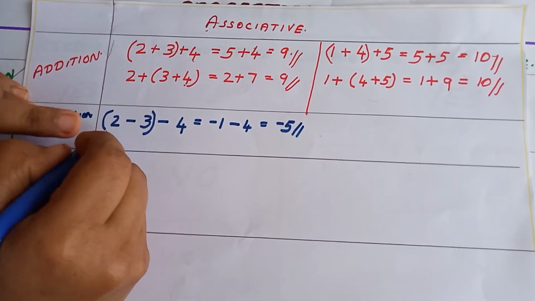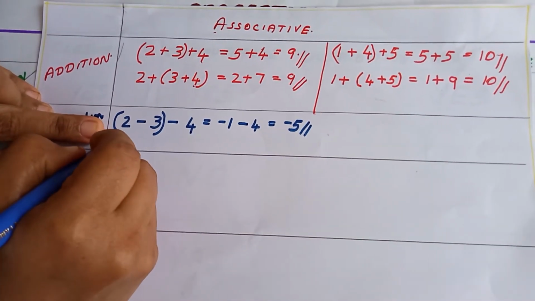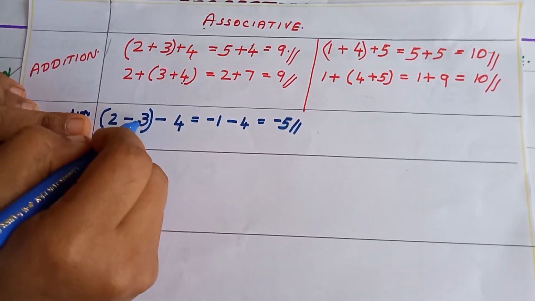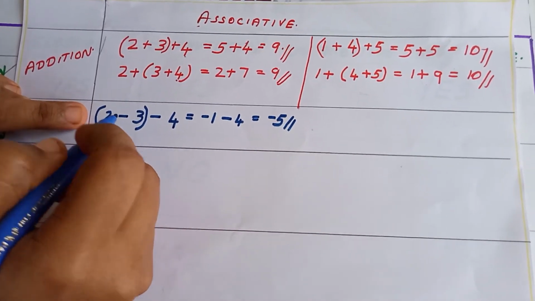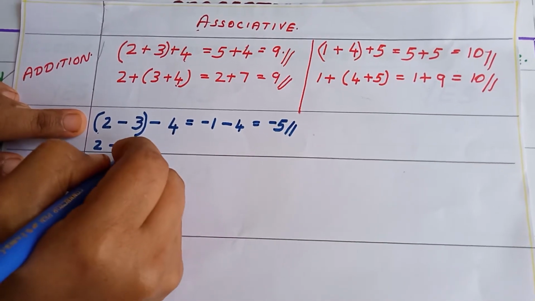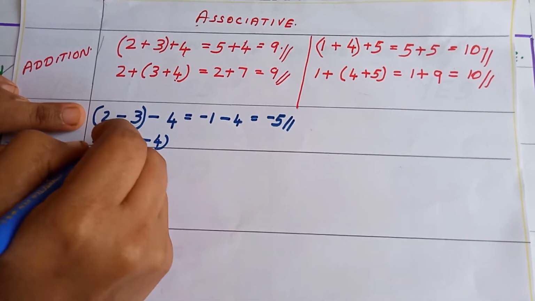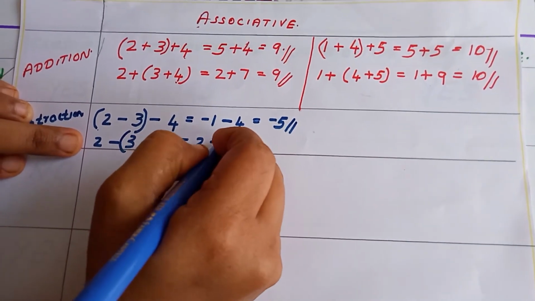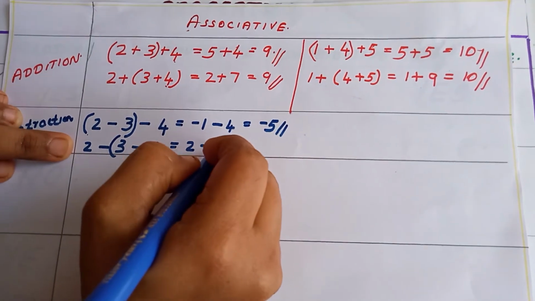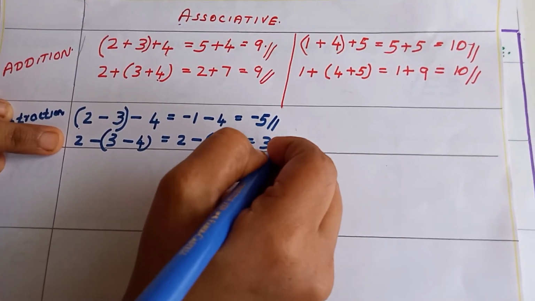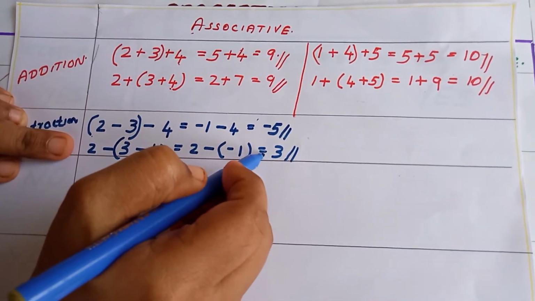Okay. Next I am going to change this bracket. Not interchanging, just removing the bracket from 2 and giving the bracket to 3 and 4. Then I can write it like this: 2 minus of (3 minus 4), which is 3 minus 4 again minus 1. Now my answer will be 3. These two answers are not the same.